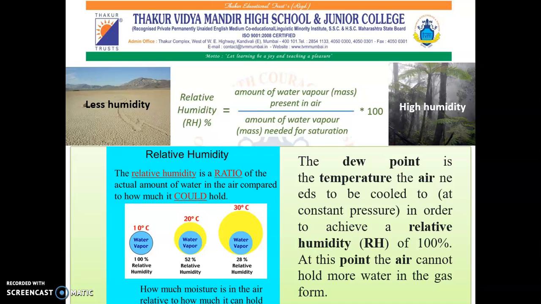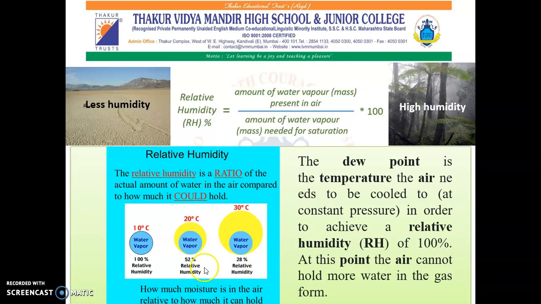So, the ratio of the actual mass of the vapor content in the air for a given volume and temperature to that required to make the air saturated with vapor at that temperature is called relative humidity. The relative humidity at the dew point is 100%. You can see over here at 10 degrees Celsius, the relative humidity is 100%. It means the air has no more capacity to hold water vapor. It is completely saturated. Whereas, if the relative humidity is more than 60%, we feel that the air is humid.